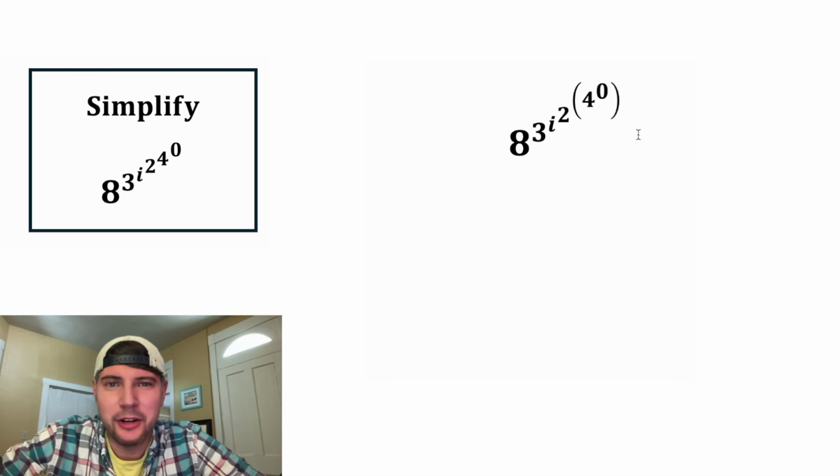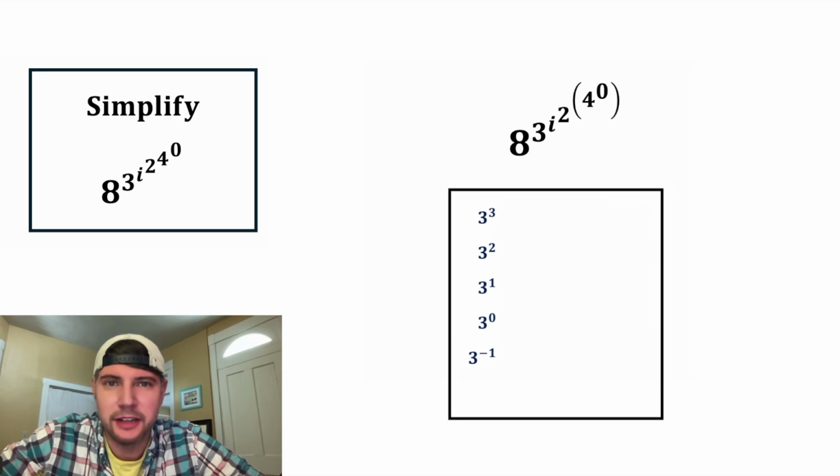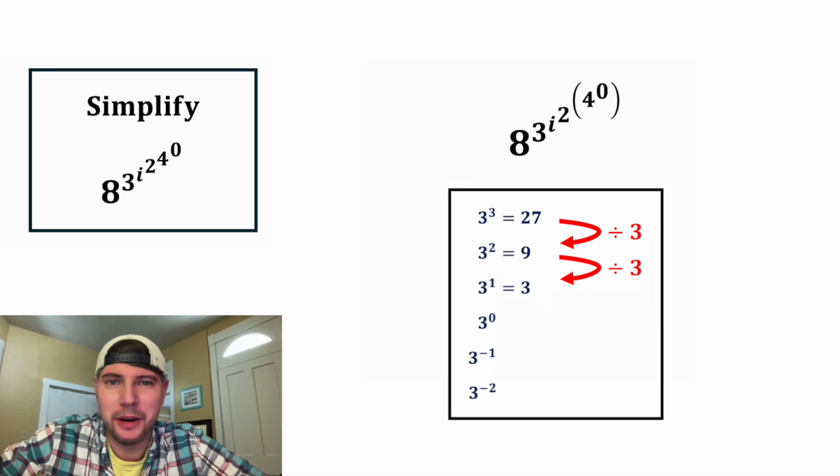Anything to the 0 power is equal to 1. And typically this is how it's explained. You have something like 3 cubed, then 3 squared, then 3 to the 1, then 3 to the 0, 3 to the -1, 3 to the -2, and so on. 3 cubed is equal to 27, 3 squared is 9, 3 to the 1 is 3. And you'll notice for each row, we divide by 3 each time. So to get 3 to the 0, we're going to divide by 3. 3 divided by 3 will give us 1. And that's a quick demonstration why 3 to the 0 is equal to 1.